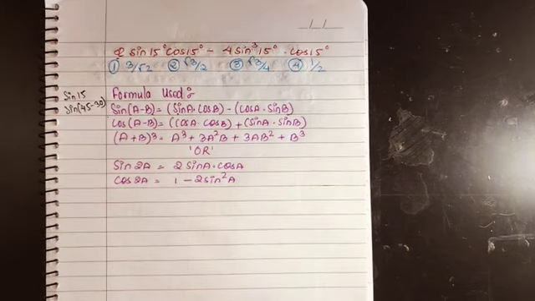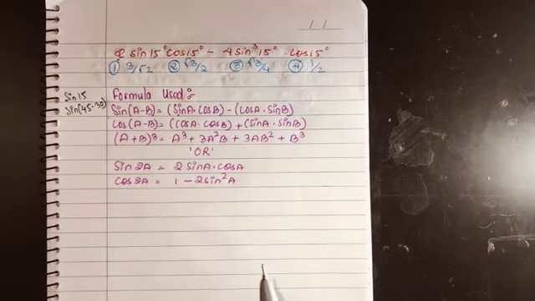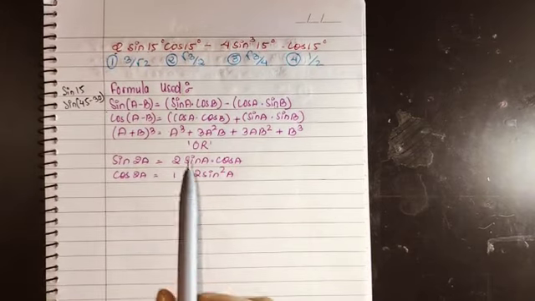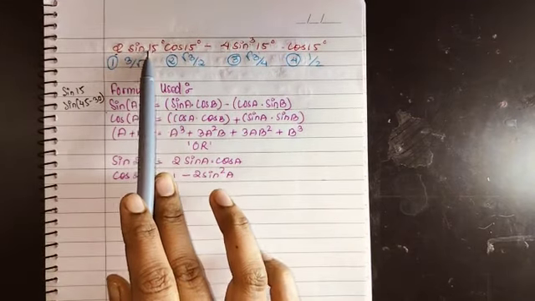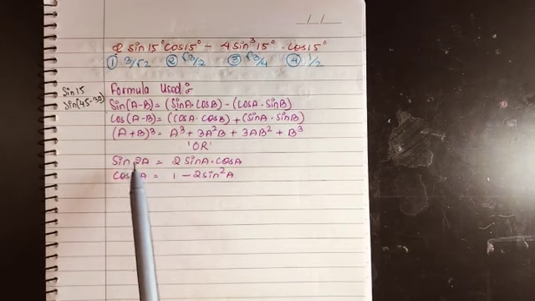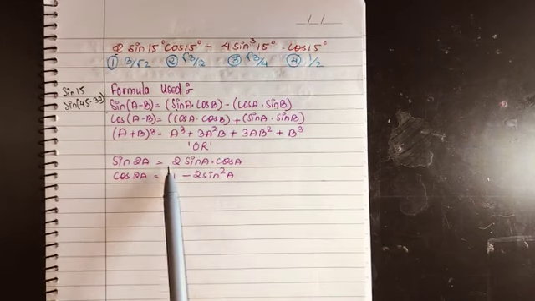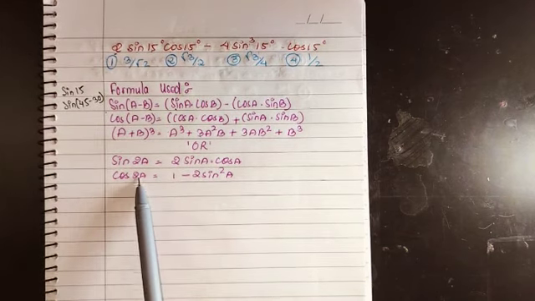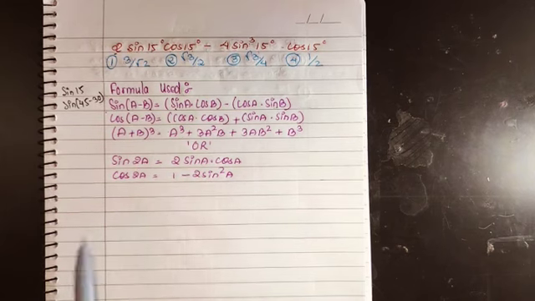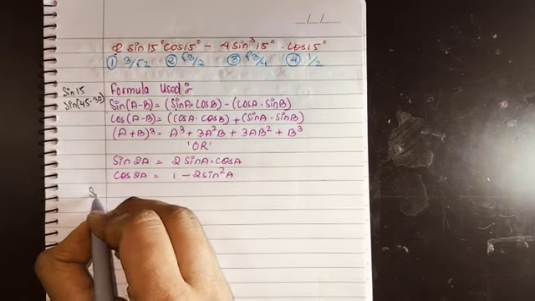If you want, I will make a separate video. So now let's start. In this shortcut method we only need two formulas, that is sin 2a is equal to 2 sin a cos a, and cos 2a is equal to 1 minus 2 sin square a. So now let's start.